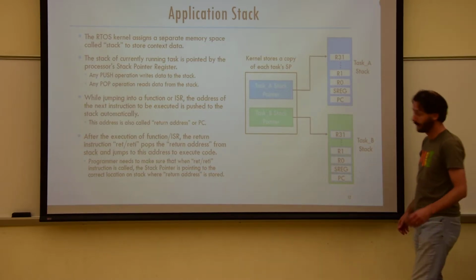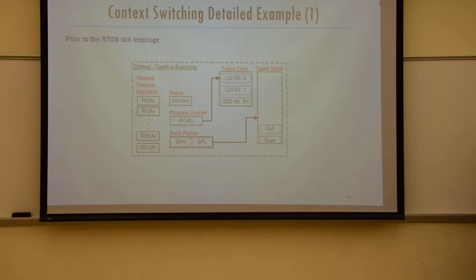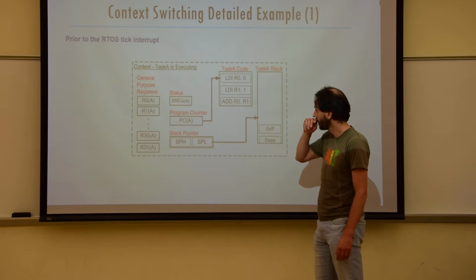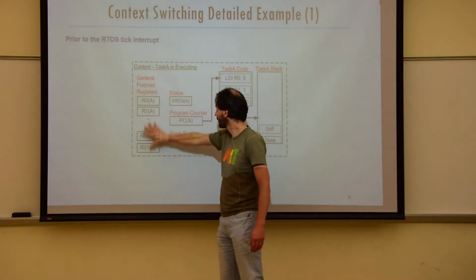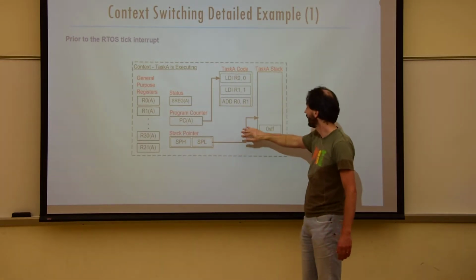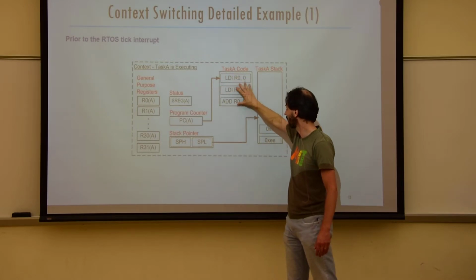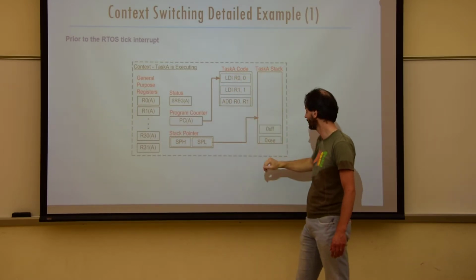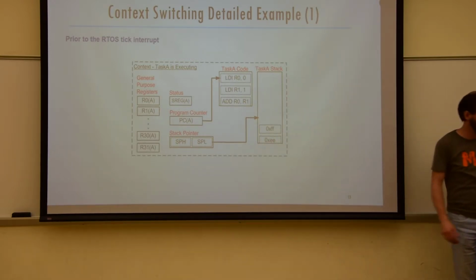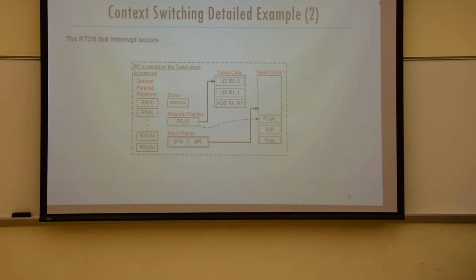Okay, so let's continue and have a look at a more detailed example of a context switch. What do we see here? We see all the general purpose registers, the status register, the program counter, the stack pointer, and of course the program counter is pointing at the task A code. Here we have all those assembly instructions. This is prior to the RTOS tick interrupt, and now it does occur.